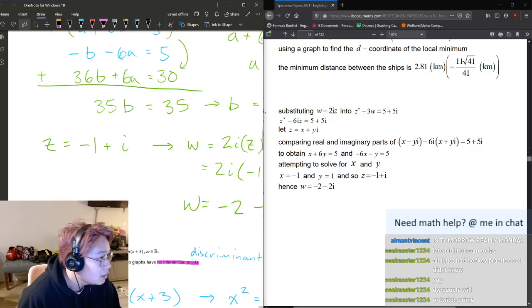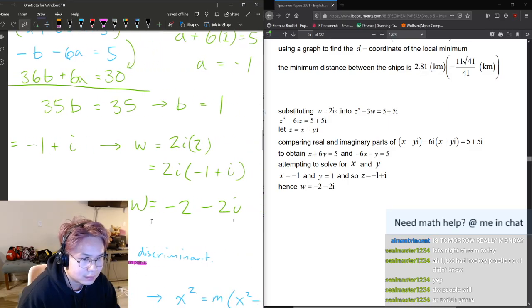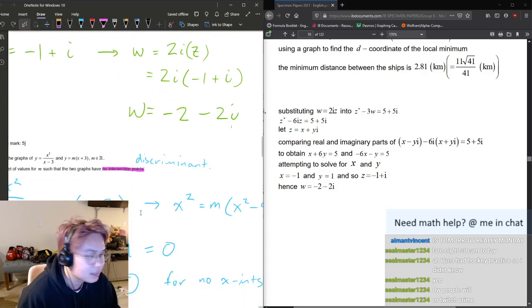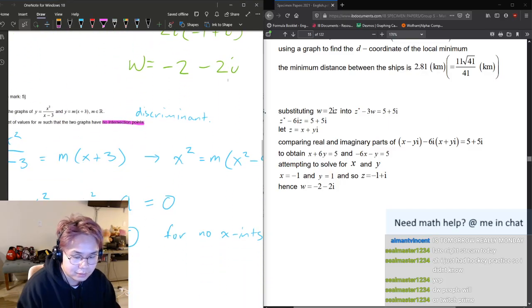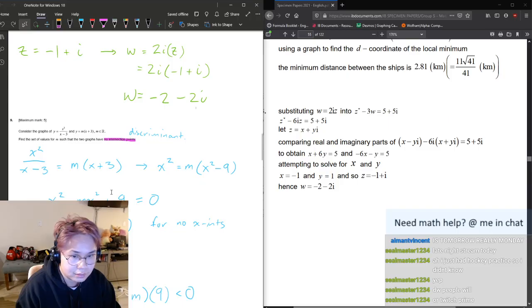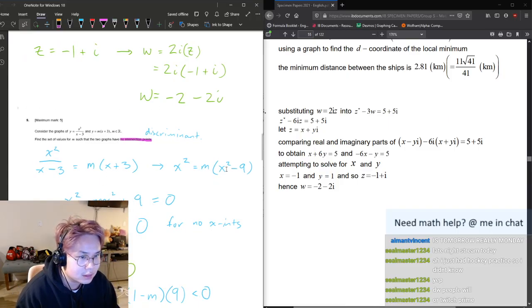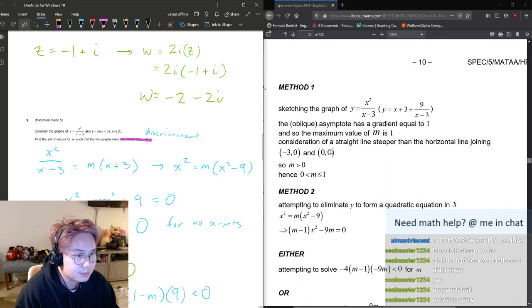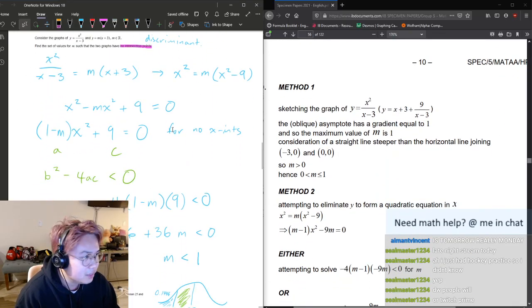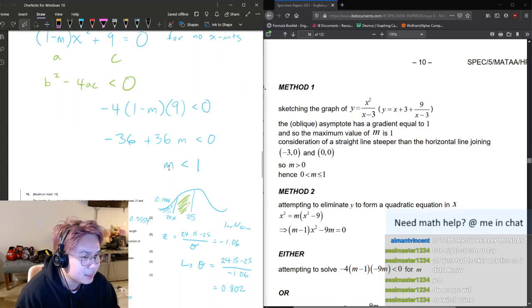Okay, let's see. Z should be -1 plus i. Z is -1 plus i, so that probably means that my w is correct as well. Yeah, it is. Looking good. Only one question wrong so far. I have a feeling this one is wrong. m is less than 1.